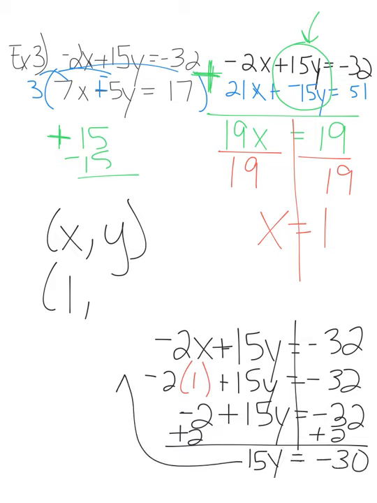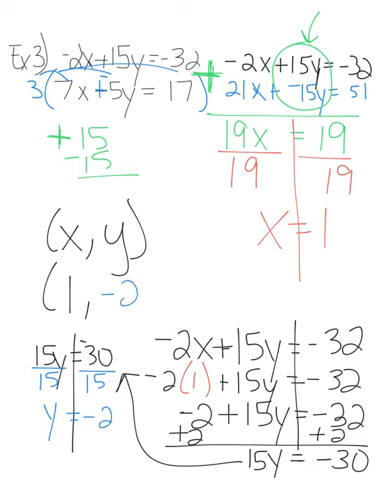I'm kind of running out of room. I'm going to write over here to the side. So if I have 15y equals, I'm sorry, negative 30. Don't lose that negative sign. To get rid of that 15 times y, the inverse of multiplication is to divide. We're going to divide both sides by 15, and y is a negative 2.